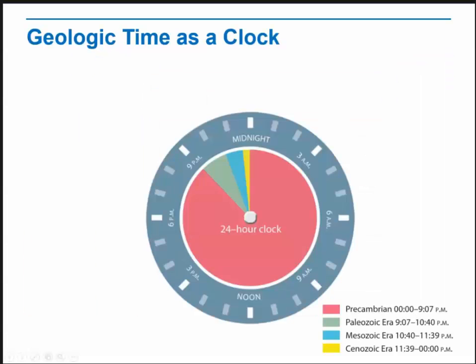It can be hard to think in terms of billions or even millions of years. To help visualize the enormous span of time since Earth formed, a clock can be used to compress the history of Earth into a 24-hour period.